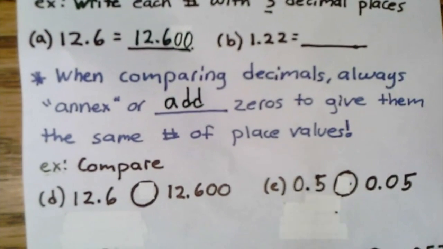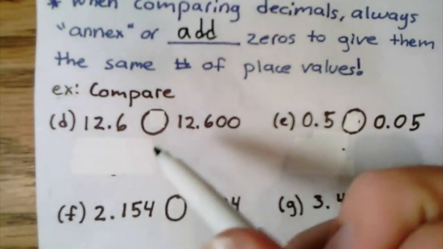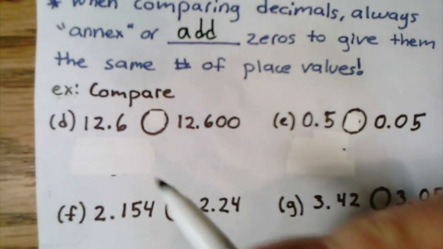All right. Now, if I was going to compare decimals, then I need to annex or add zeros to give them the same number of place values. So here we have our first example. It says to compare these numbers, and I chose this one because we already did it up there, so it should be really easy for you to figure out.